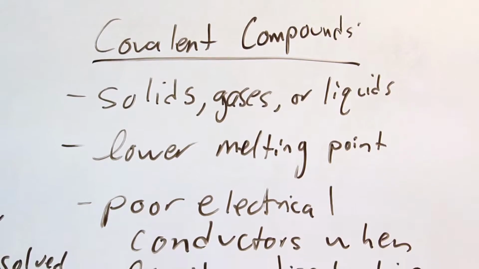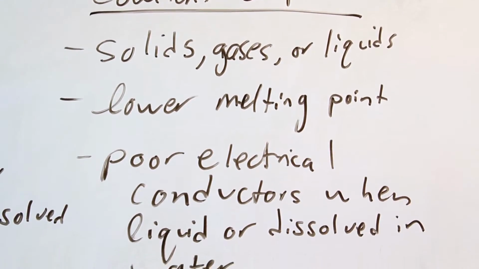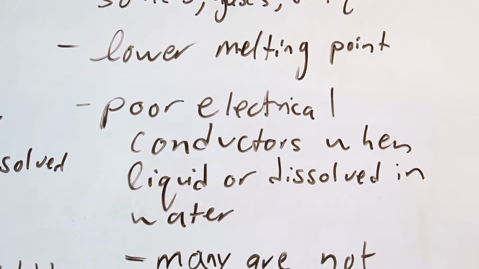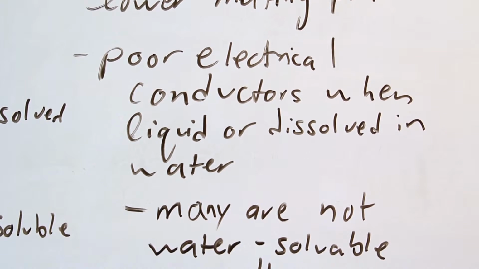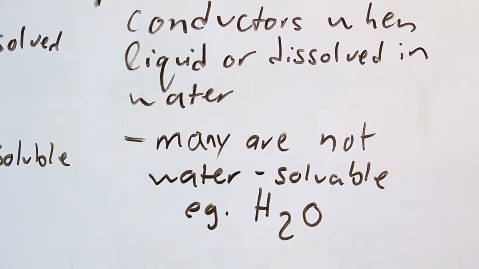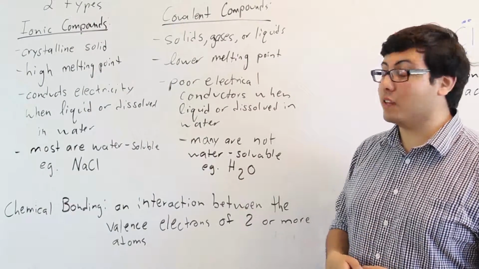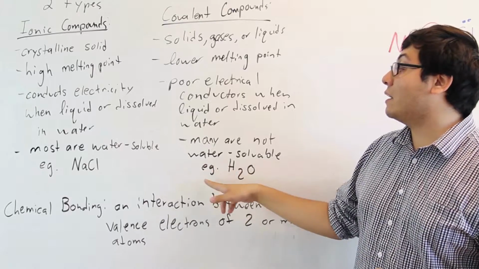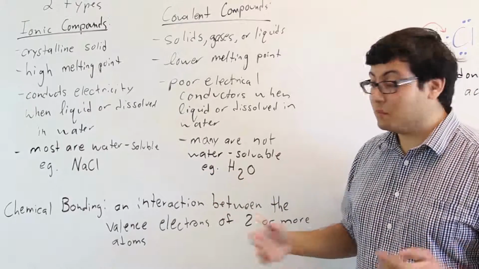Covalent compounds, on the other hand, can be solids, gases, or liquids. They have lower melting points, and they're poor electrical conductors when a liquid, and they also don't dissolve in water very well, but if they do dissolve in water, they're also poor electrical conductors. An example of this would be water.